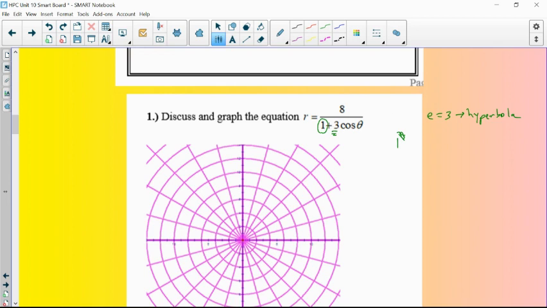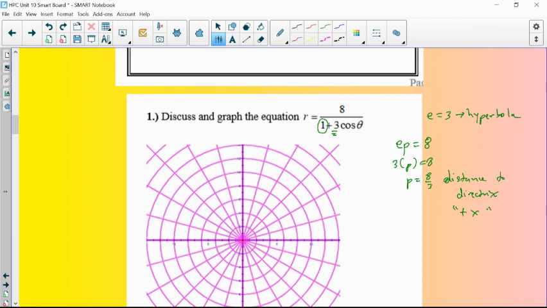Sorry, I'm trying to erase. And of course, it's not cooperating. There we go. So e times p is equal to 8. Well, my e value is 3. So I'm going to get 8/3 as the p value. Remember, 8/3 is the distance to the directrix. And it's going to be measured in the positive x direction. So we'll just do that at the end.